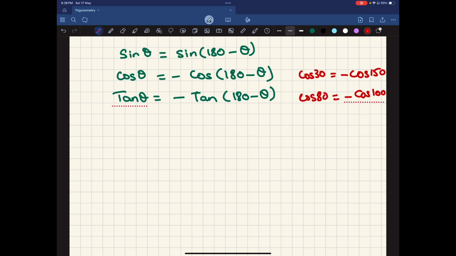Right? For sine, the numerical value and the sign was equal. So sine of 30 is equal to sine of 150. Cos of 30 is equal to negative cos of 150. Tan of 30 is equal to negative tan of 150.